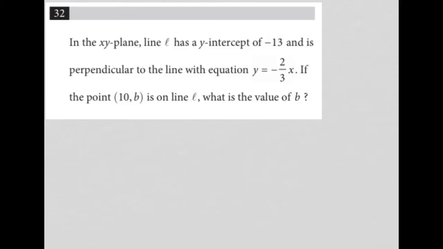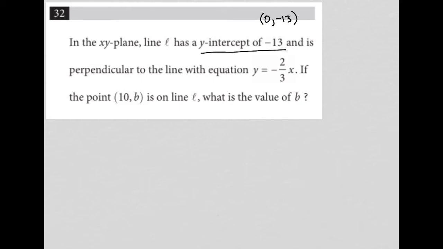So this question says, in the xy plane, line L has a y-intercept of -13 and is perpendicular to the line with the equation y equals -2/3 x. So quite a bit of information there. First of all, a y-intercept of -13 means you have the point (0, -13). So we have an ordered pair.